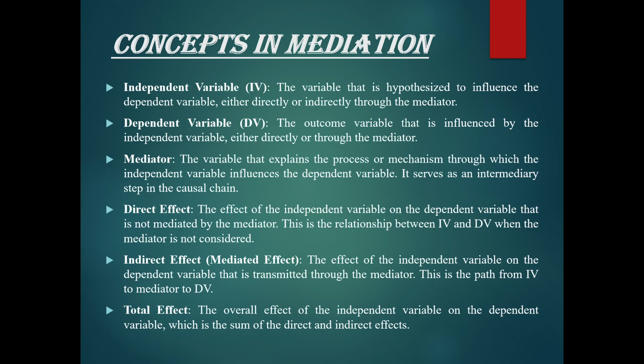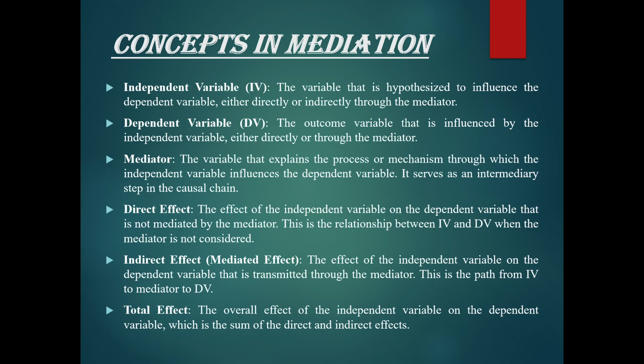The first one is the independent variable, the variable that is hypothesized to influence the dependent variable either directly or indirectly through the mediators. Second one is the dependent variable, the outcome variable that is influenced by the independent variable either directly or through the mediator. And the next one is the mediator, the variable that explains the process or mechanism through which the independent variable influences the dependent variable. So it serves as an intermediary step in the causal chain.